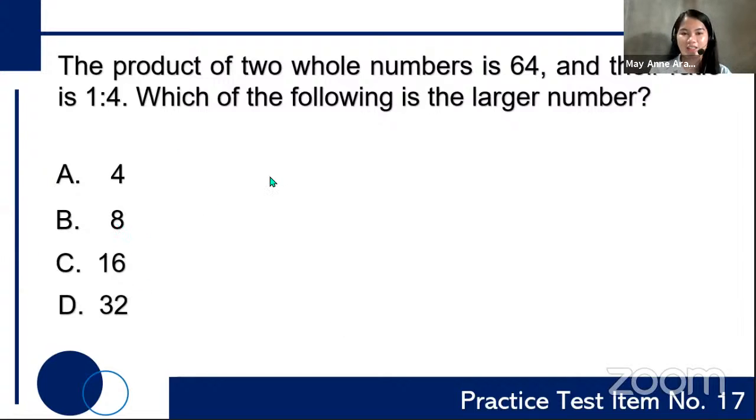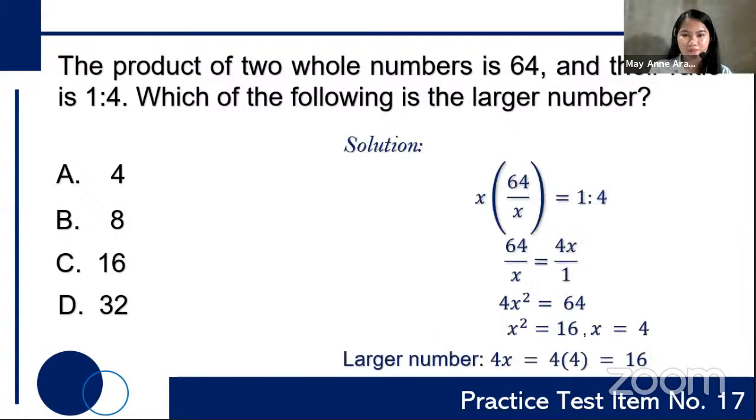Or you can use the algebra here. Pwede kayo mag-compute using this, if you cannot solve it the other way. So since their product is 64, let x be the first number and 64 over x be the second number, and equate that to the ratio which is 1:4. Then the product of the extremes and the means, so 64 over x times 1, and 4x is 2, 1.